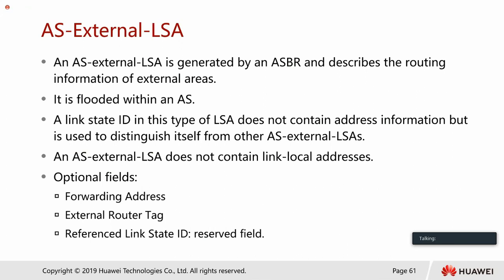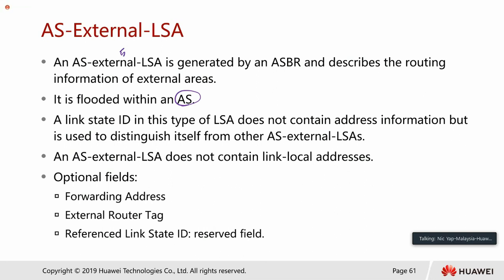Okay. Then next is the type 5, AS external LSA. The AS external LSA is generated by the ASBR and describes the routing information of external areas. So type 5 is the same, the name is also the same. It's called the AS external LSA. It's flooded within the entire AS, so the whole AS will learn this information. Same as type 5 in OSPF version 2.